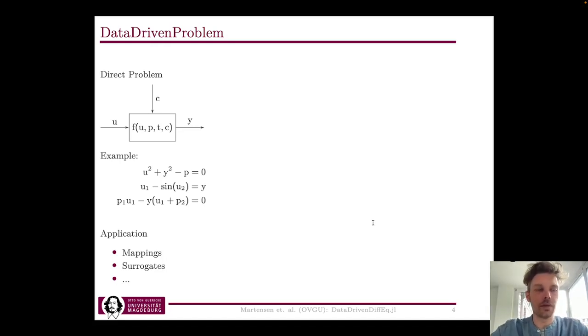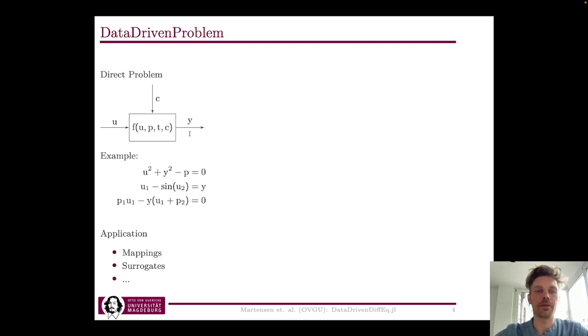The most general problem class in DataDrivenDiffEq, without structural prior, is the direct problem. So we assume that we have some sort of states, and this is the least amount of information we have here, and some output variable y, which we are able to measure. There could be also control signals which act on our system from the outside, and of course we can collect time points.